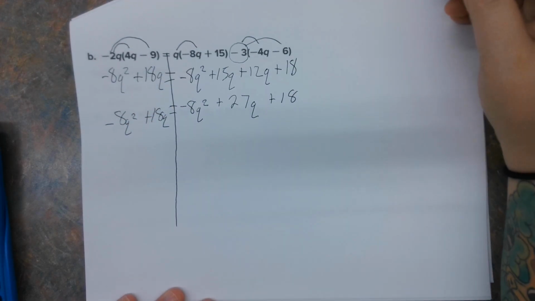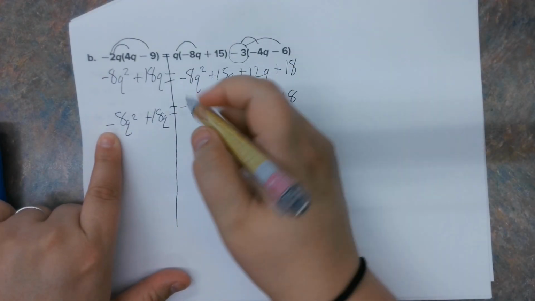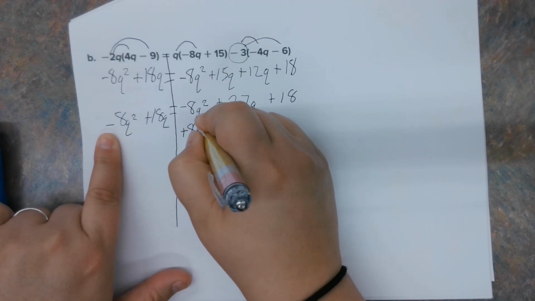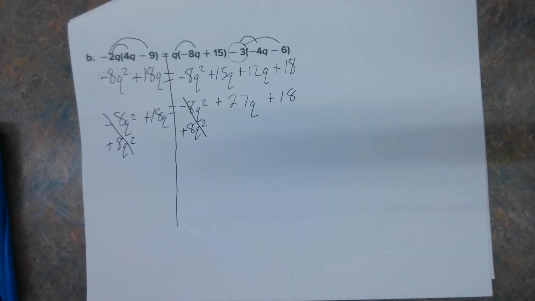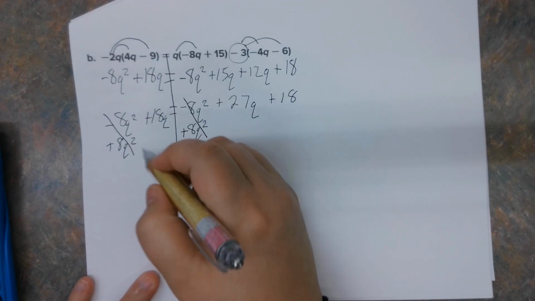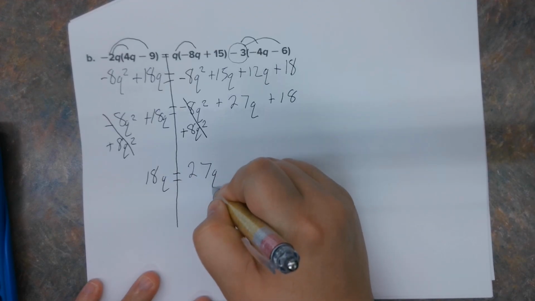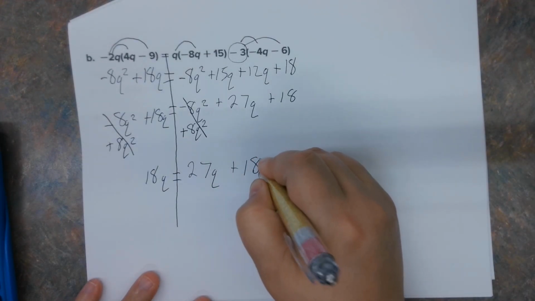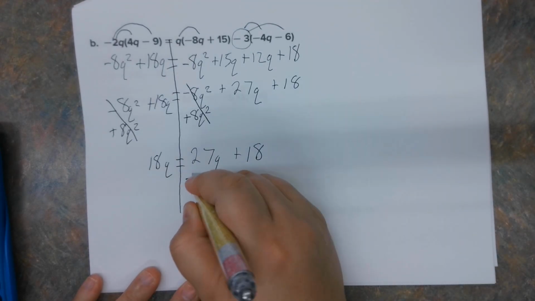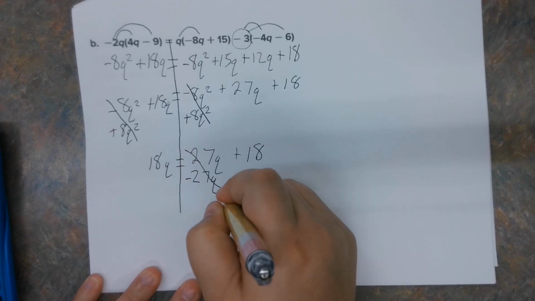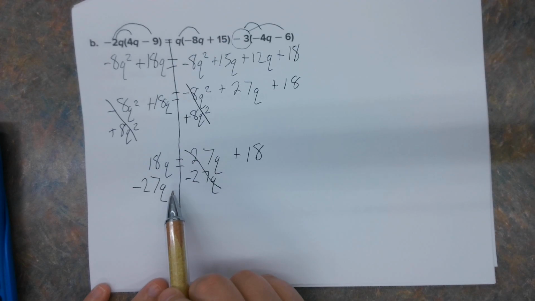Let's see if there's anything I can get rid of. Let's see these q squareds. I see a negative 8 and a negative 8. If I add 8q squared, that cancels out. Bring everything else down. I have 18q equals 27q plus 18. I'm trying to get q to one side so I can solve for q. So I'm going to subtract 27q, which cancels that out. Subtract 27q. 18 minus 27.